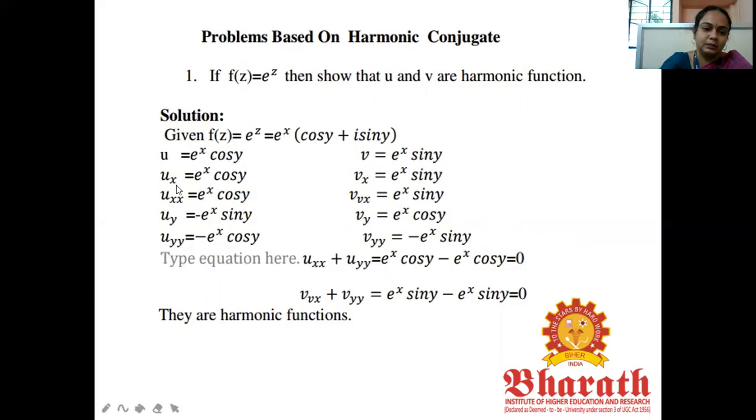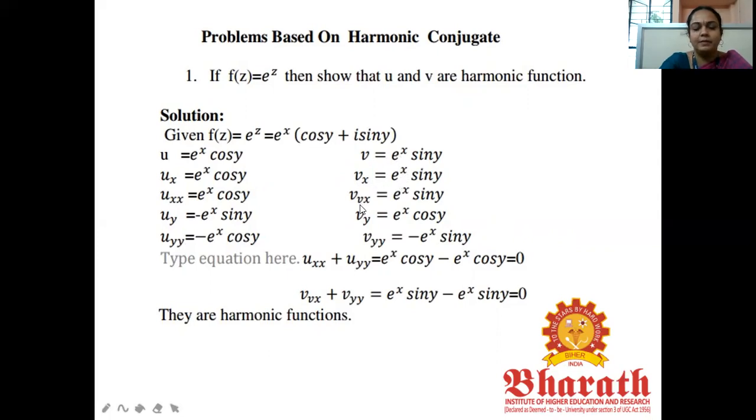Differentiate with respect to x: derivative of e power x cos y is e power x cos y. Second time, how to take the derivative, uxx is equal to e power x cos y. Similarly, derivative of u with respect to y, e power x cos y, derivative is minus e power x sin y. Second time derivative with respect to y, that is uyy equal to minus e power x cos y. Similarly, for v also, derivative of v with respect to x, that is vx equal to e power x sin y.